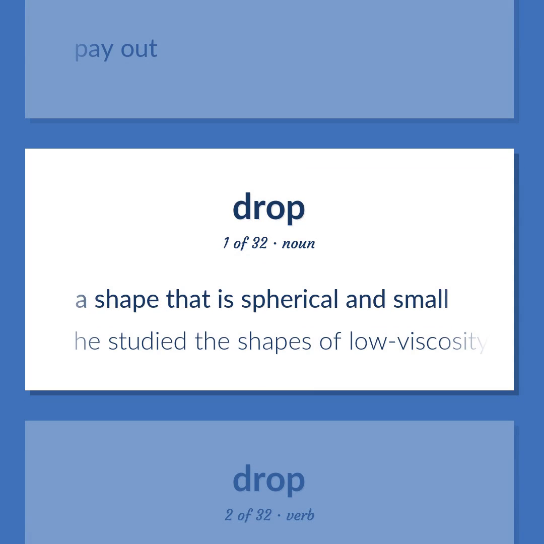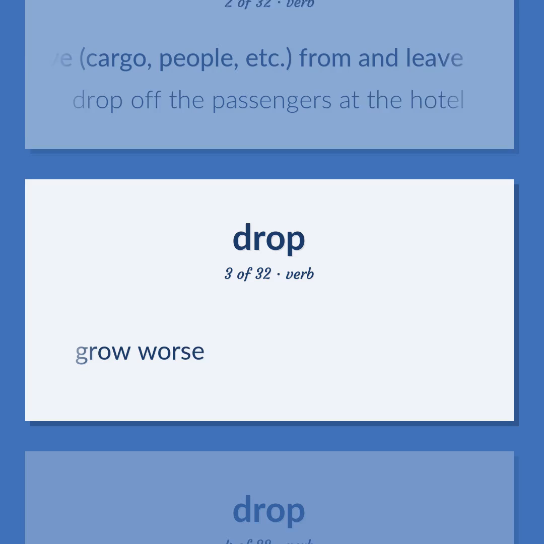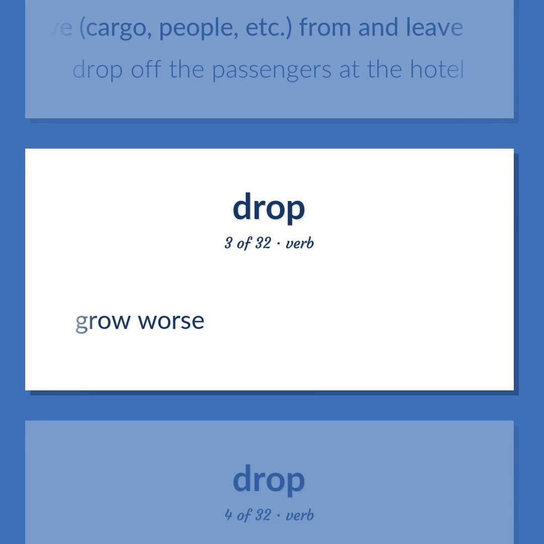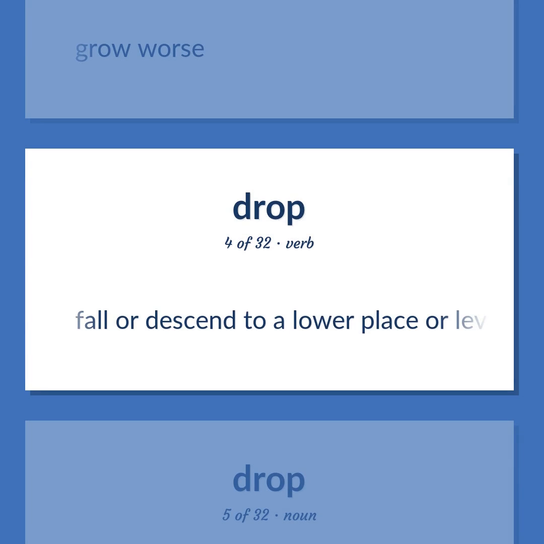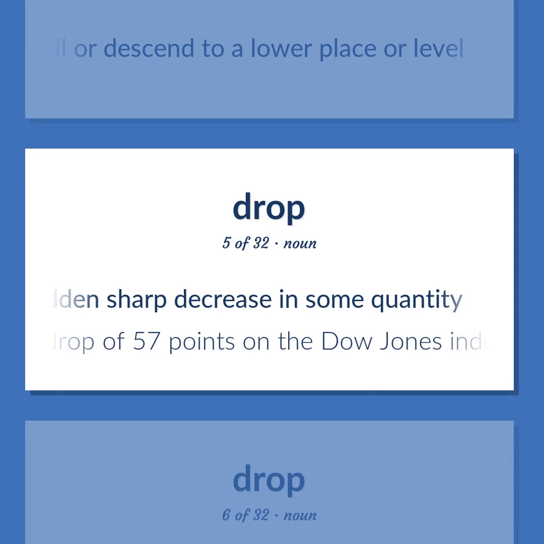A shape that is spherical and small. He studied the shapes of low-viscosity drops. Remove cargo, people, etc., from and leave. Drop off the passengers at the hotel. Grow worse. Fall or descend to a lower place or level. A sudden sharp decrease in some quantity. A drop of 57 points on the Dow Jones Index.